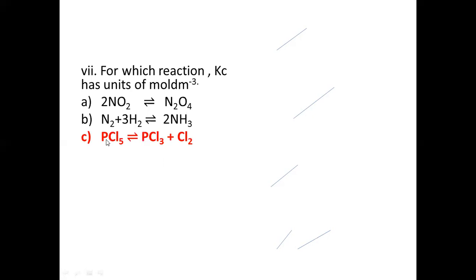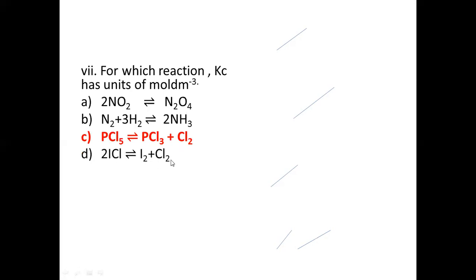Number 7, for which reaction does Kc have units of mole per decimeter cube? The first case is 2 moles of nitrogen dioxide giving 1 mole of nitrogen tetraoxide. Second case, 1 mole of nitrogen reacts with 3 moles of hydrogen. So the total number of moles of reactant is 3 plus 1, 4, and 2 moles are the product, 2 moles of ammonia. In the third case, 1 mole is the reactant and 2 moles are the product. In the fourth case, 2 moles are the reactant and 2 moles are the product.